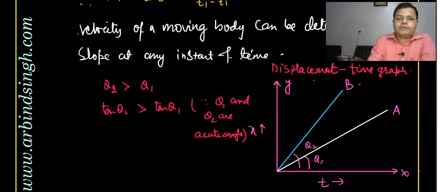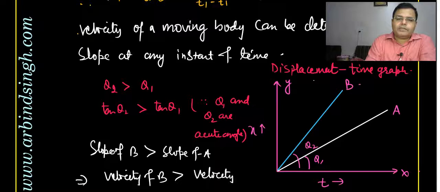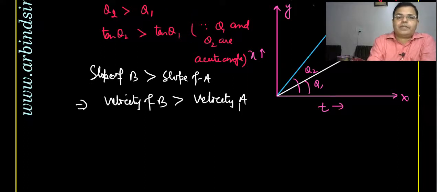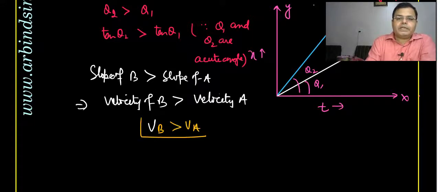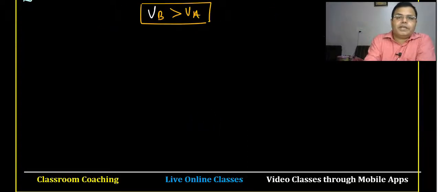That is, the slope of B is greater than the slope of A, and therefore we can say the velocity of B is greater than the velocity of A. Right? So we can conclude by the slope the magnitude of the velocity approximately, or simply we can say here VB is greater than VA. Isn't it? It means the slope will determine the velocity at any point of time. Now let us discuss some velocity time graphs.